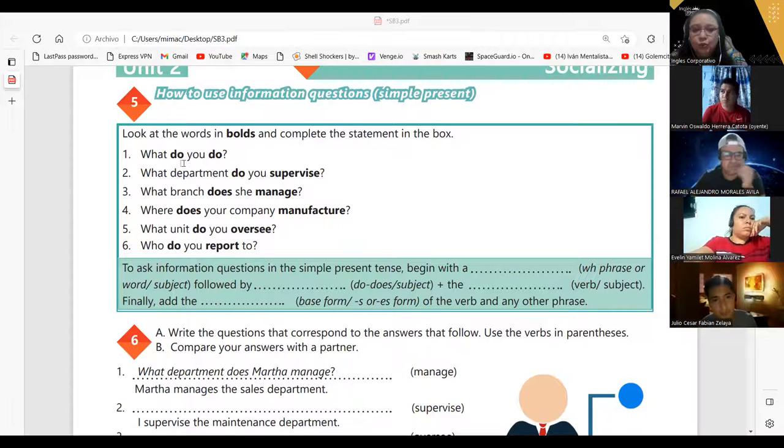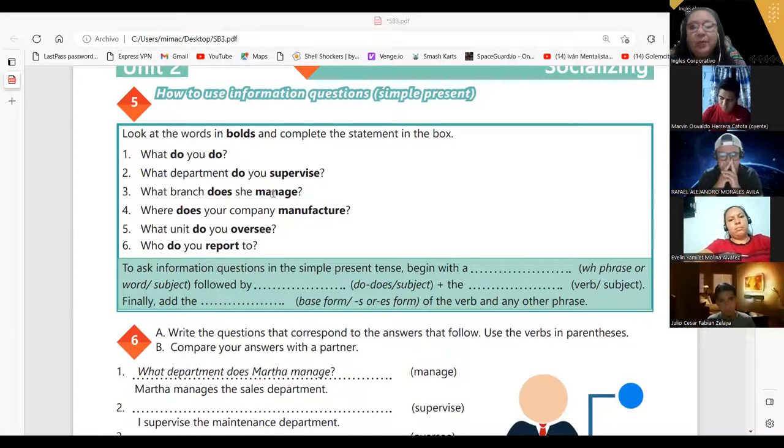Okay, do. Let's analyze sentence number 1. We have 2 times the verb do, because the first time is the modal auxiliary. The second time here at the end is the main verb, the action verb. What do you do? It's like if I say, what does Rafael do? What does Carlos do? What does Marvin do? What does Evelyn do? But directly, if I say, hey, Julio, what do you do? Okay. Now, do you supervise? Do supervise. The auxiliary is do and the verb is supervise.